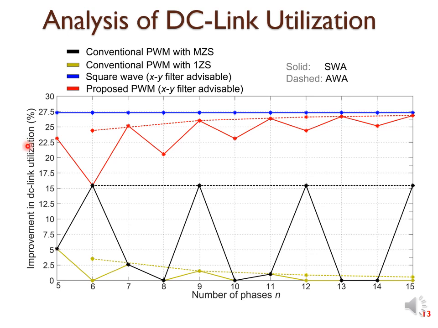It can be seen in this figure that the proposed PWM in red permits achieving almost as high DC-link utilization as a square wave, especially as the phase number increases, but without the torque ripple associated to square wave. The enhancement provided with respect to conventional PWM with zero sequence is substantial in most cases, but especially when the number of phases is odd and not a multiple of 3. The only case where there is no improvement is for 6 phases with symmetrical winding, where they are exactly equivalent.